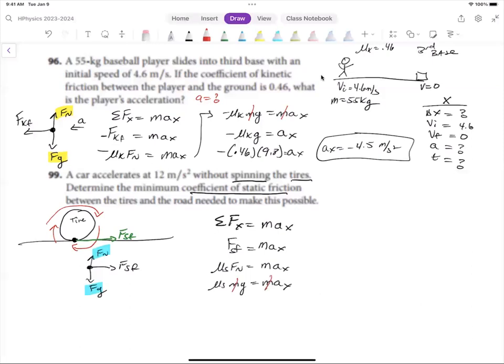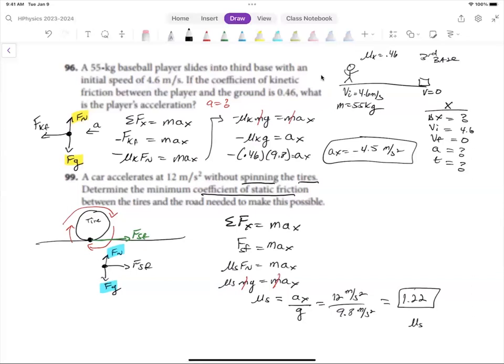That mass cancels. And we find that in order for this to happen, mu sub s has to be at least equal to acceleration divided by g, which is equal to 12 meters per second squared divided by 9.8 meters per second squared, and that will be equal to 1.22. And there are no units because meters per second squared over meters per second squared cancel. So mu sub s has to be 1.22 or the tires are going to slip.